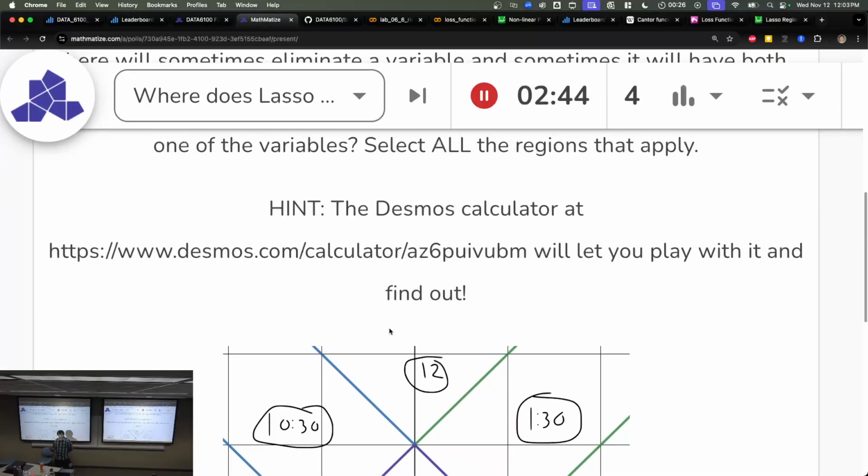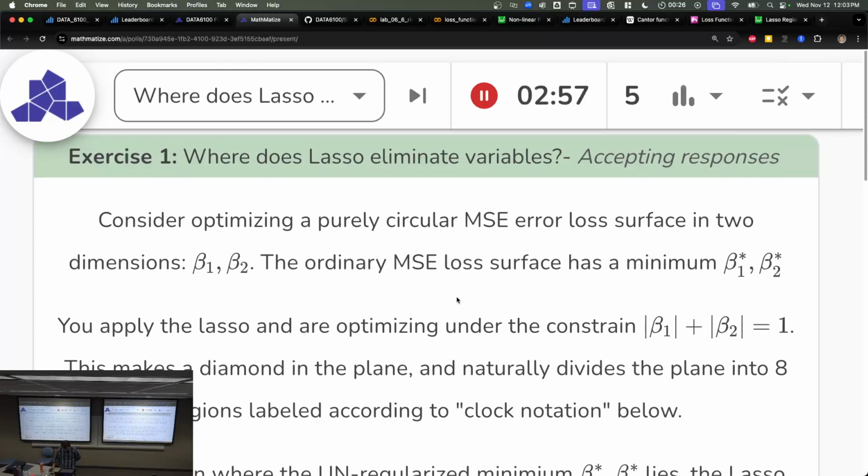Does anyone have any questions or comments about what's going on? Is the question clear? The question's not clear. Someone shook their head. Is that right? The question's not clear? Okay, let's see which part of the question is either clear or not clear.